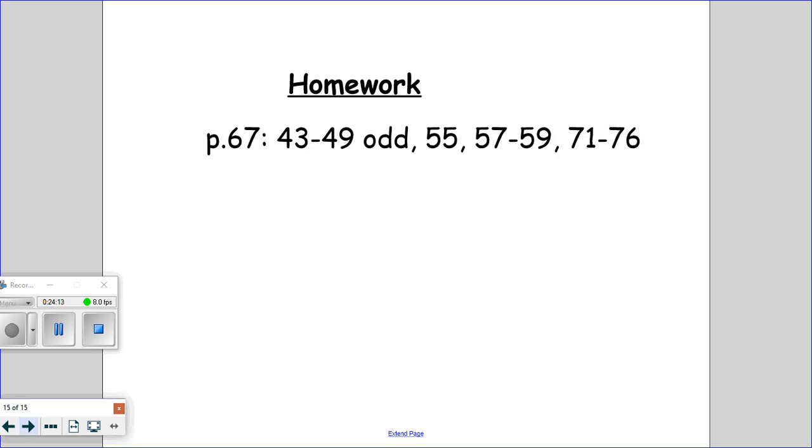All right, your assignment, again, out of the book, page 67, 43 through 49 odd, 55, 57 through 59, 71 through 76. If you need your online book, it is still on the board there, so you can navigate to that to get the PDF of the book.